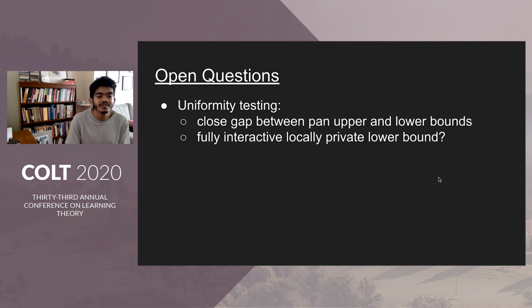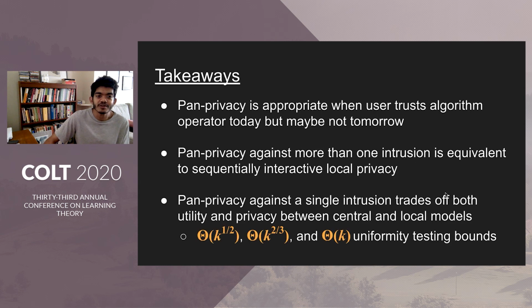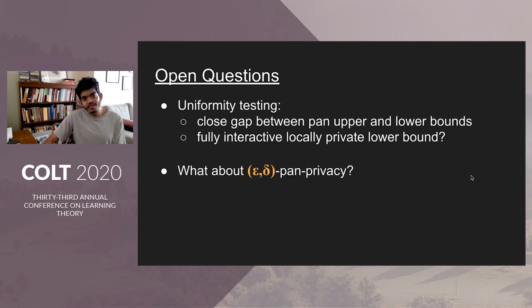Some open questions: there are the straightforward ones of closing the gap on our bounds. There is also no known fully interactive locally private lower bound. We can also ask, well, all the results we proved are for epsilon pan privacy, pure pan privacy. It's not clear what the case is for approximate pan privacy.